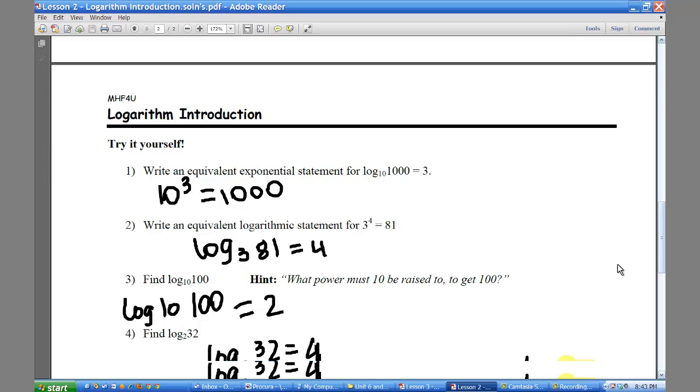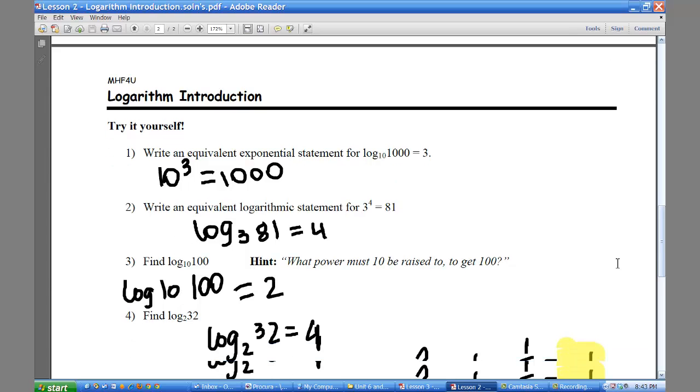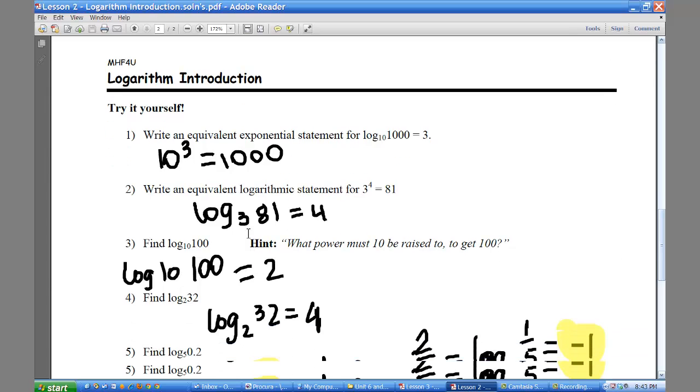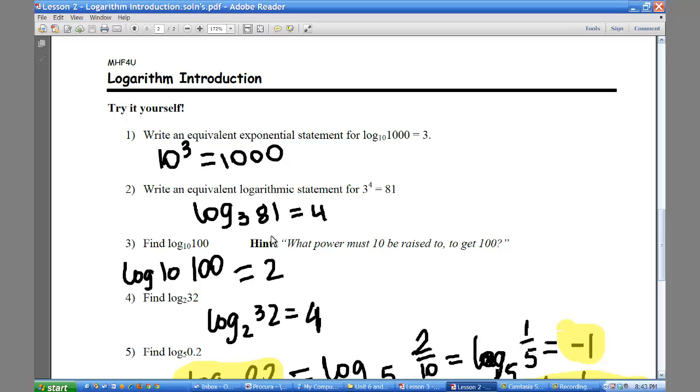Alright, find log 10 of 100. So here's the hint for you. Which exponent was 10 raised to get 100? It was raised to the power of 2.